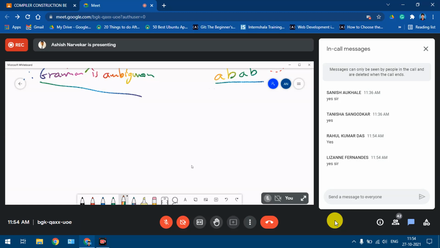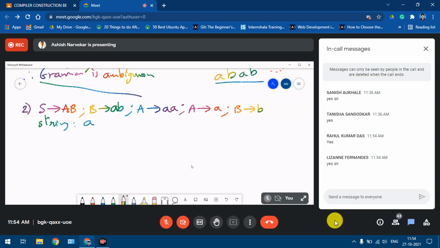Okay, let's take up another problem. We have to do the same thing. We have to check whether the grammar is ambiguous. S derives AB. Then on the same line, B derives AB, A derives AA, and A derives A, and B derives b. If you consider this particular grammar, and the string is AAB, this is the question that is given to us and we have to solve it.